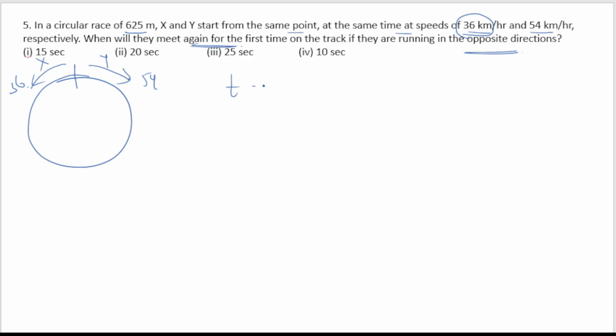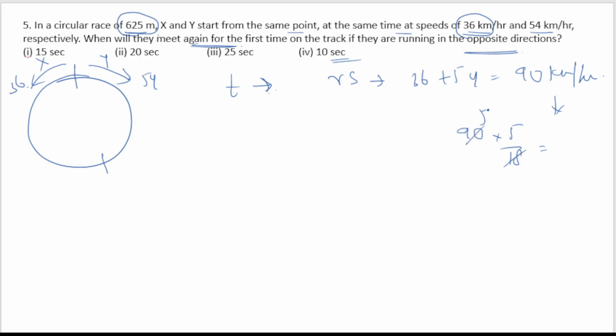So we have to find the time taken by both of them to meet. So what is the relative speed here? They both are moving in opposite directions, so relative speed will be sum of these both. It is 36 plus 54. It is 90 kilometers per hour. And here the distance is given in meters and the time is given in seconds, so we will convert this in meters per second. It is 90 into 5 by 18. 18 into 5 is 90. It is 25 meters per second.